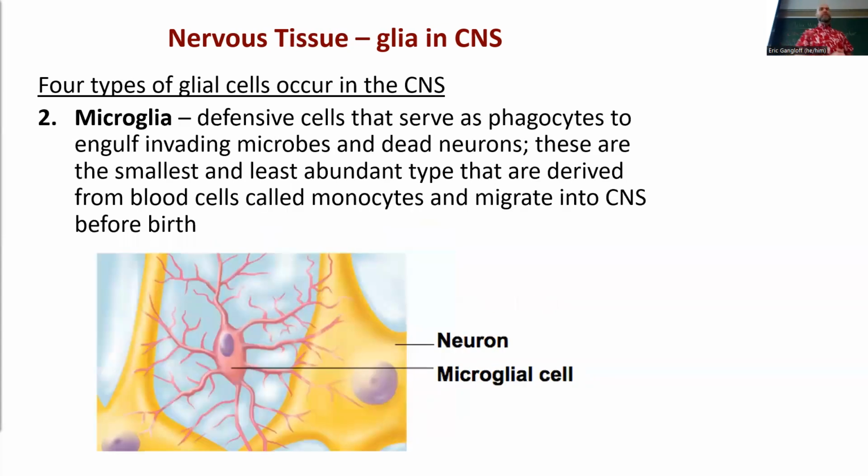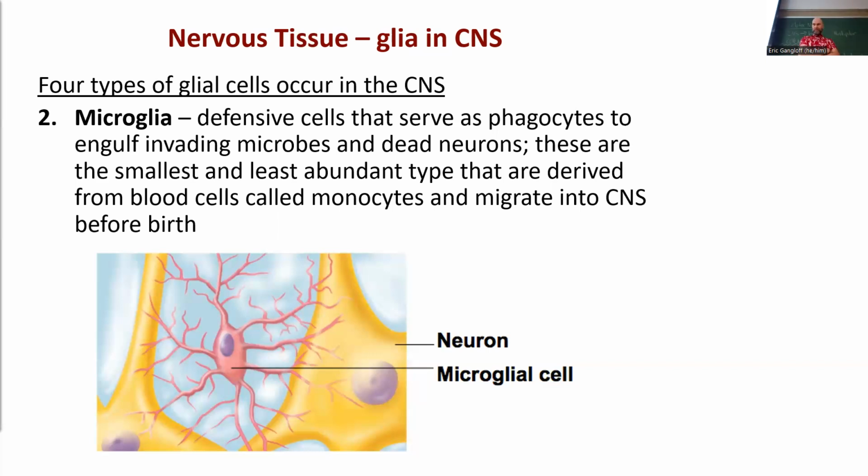Your second type of glial cell in the central nervous system is called microglia. These are immune cells that are phagocytic, and they wrap around and engulf invading microbes or dead cells of your own. And they then basically keep the central nervous system clean of invaders. You can think of it that way.